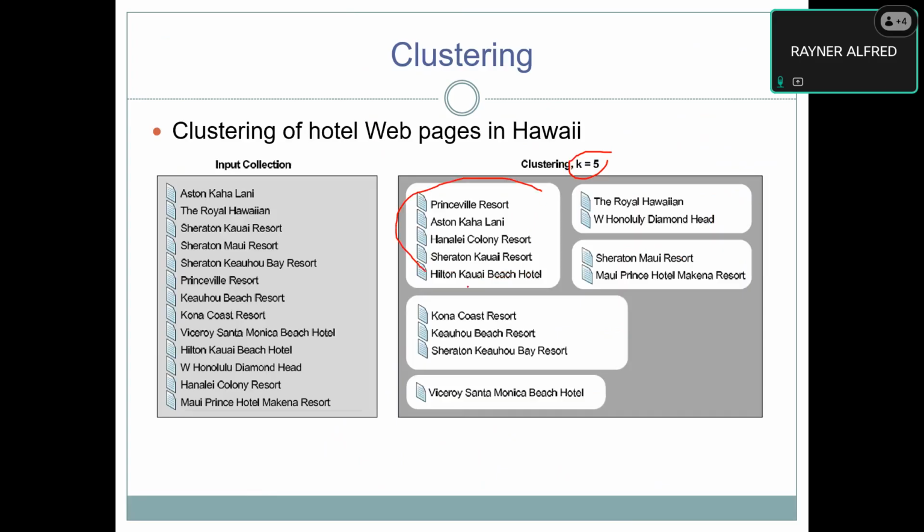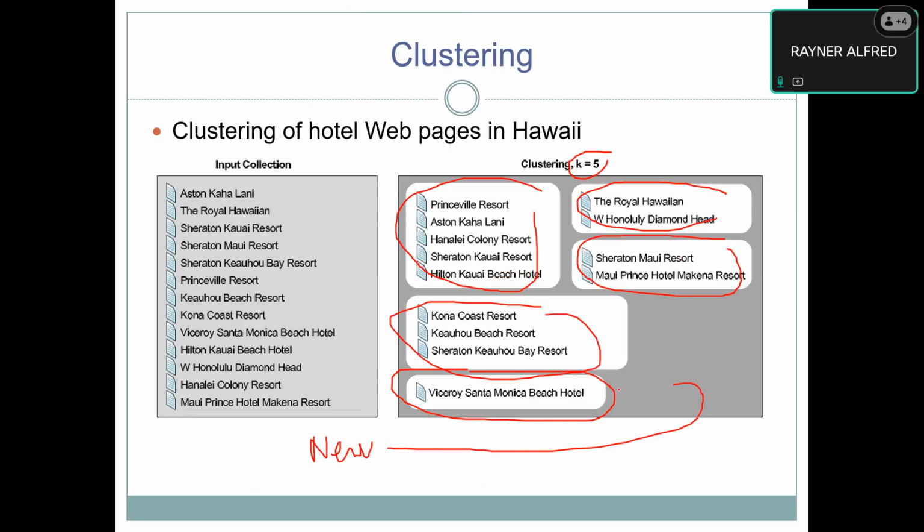We just cluster them, and then based on the content of these clusters, when we have a new document here, we assign it to one of these clusters depending on how similar they are.